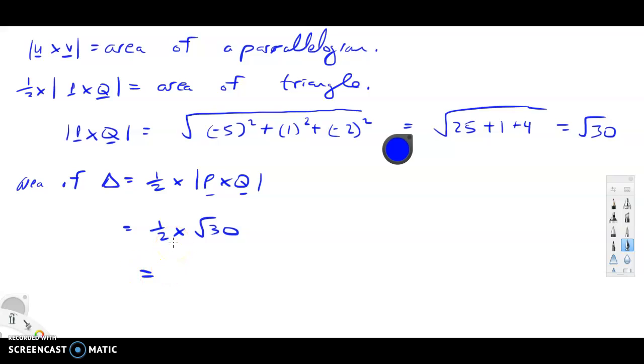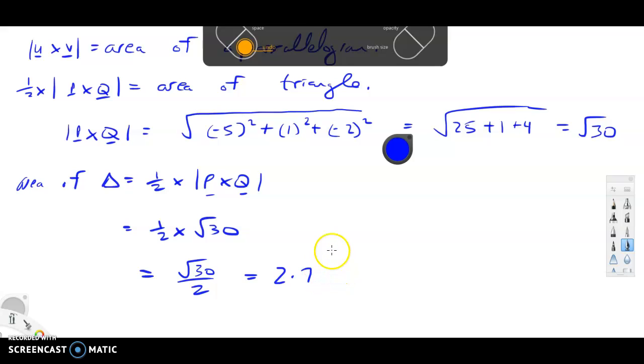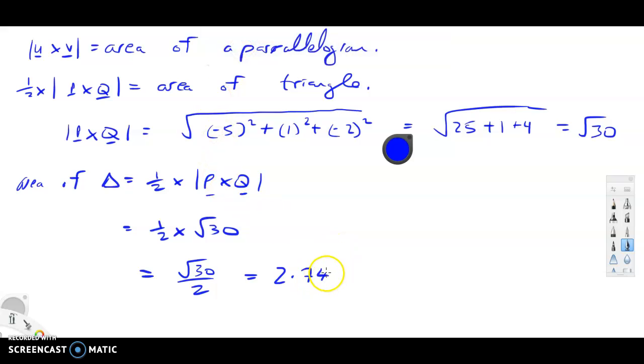And we can bang that into the calculator and get a decimal version of that. So 0.5 multiplied by root 30. And I get, first of all, it spits out root 30 over 2. And if we convert that to decimal, we get 2.738 and so on. Set to 2 decimal places, then 2.74 units squared because it's area. And that's your area of your triangle formed between them two vectors and the origin.